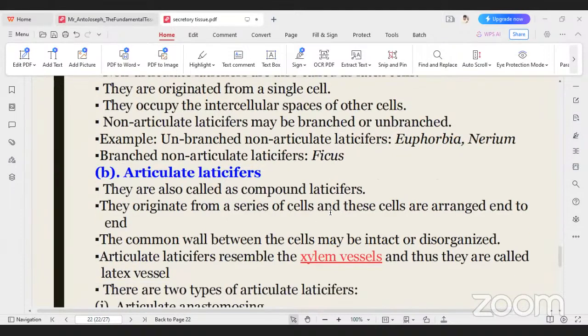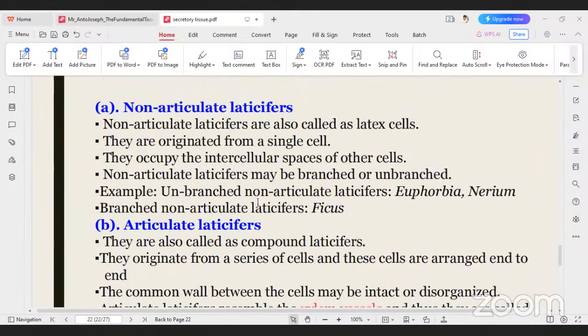And articulate is a compound structure, not a cell type. It is an accumulation of cells, a compound structure. The series of cells are arranged end to end. Here, what happened in non-articulate laticifers? Here, the single cells, let me take a marker.